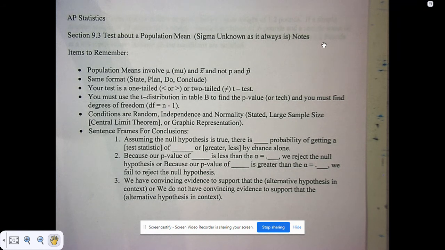And then the third part, putting your conclusion in context. We have convincing evidence to support the alternative hypothesis in context, or we do not have convincing evidence to support the alternative hypothesis in context. Okay, and that's it. That's what we should be dealing with for a one population mean test.